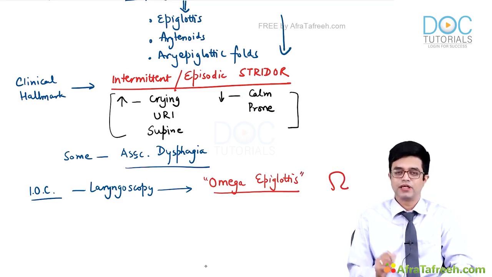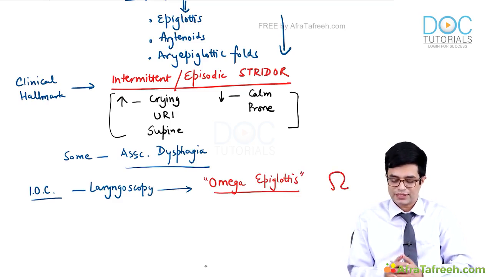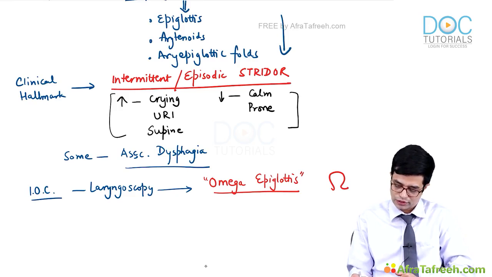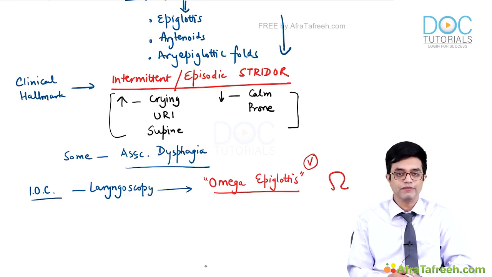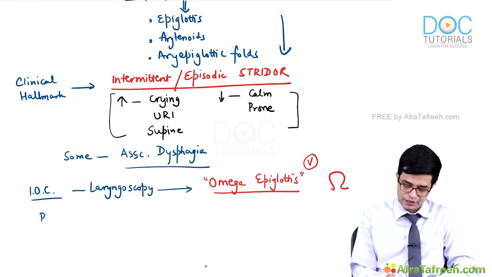So the shape of the larynx epiglottis becomes something like this. A potential visual can be asked on this, so I'm putting a small v here. What is the therapy? What is the treatment?